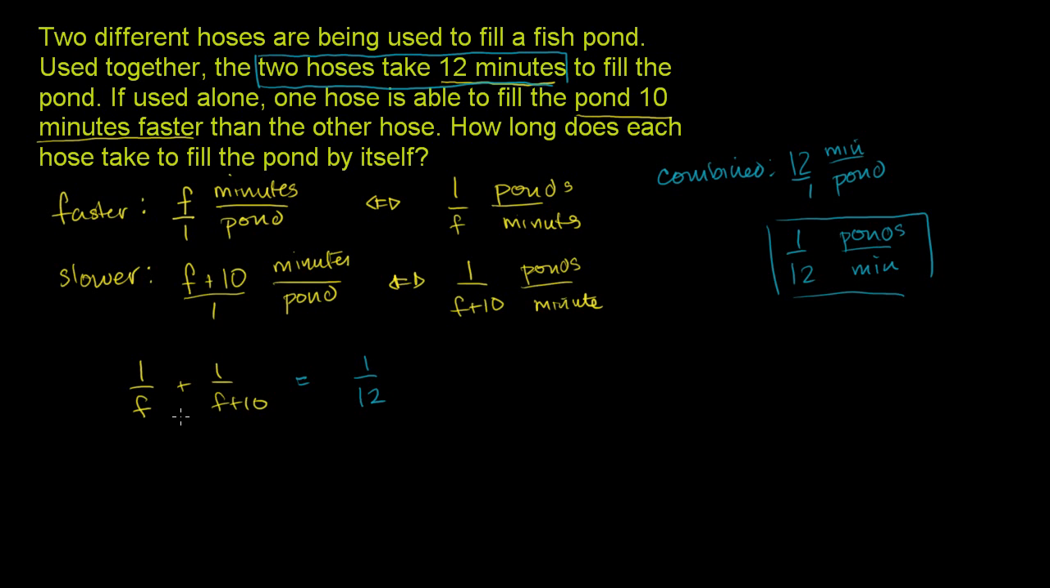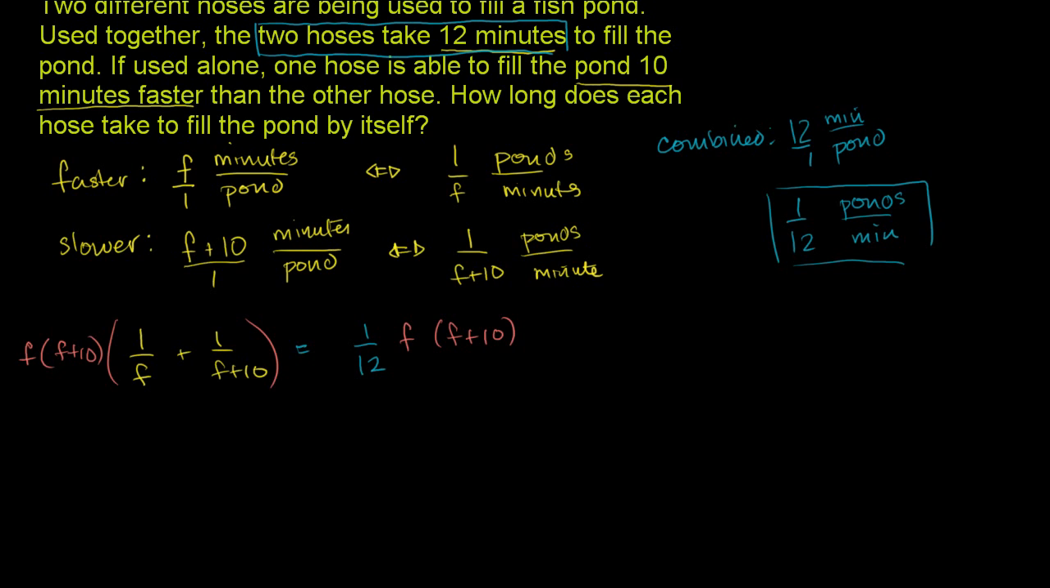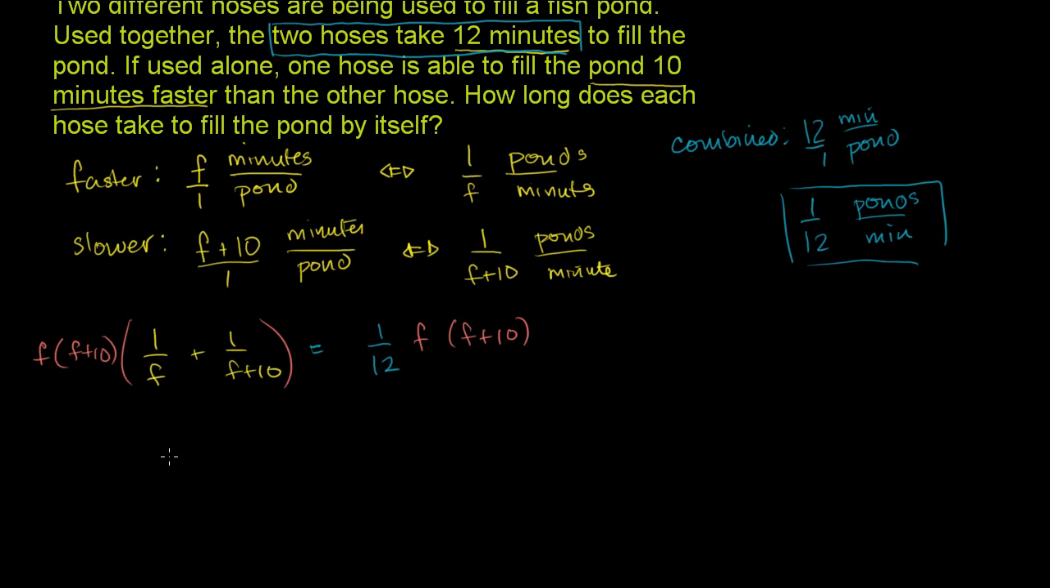So let's multiply. Let's see what we could do. We could multiply both sides of this equation times f and times f plus 10. So let's do that. So I'm going to multiply both sides of this equation times f and f plus 10. Scroll down a little bit. Let me scroll to the left so we have some real estate.